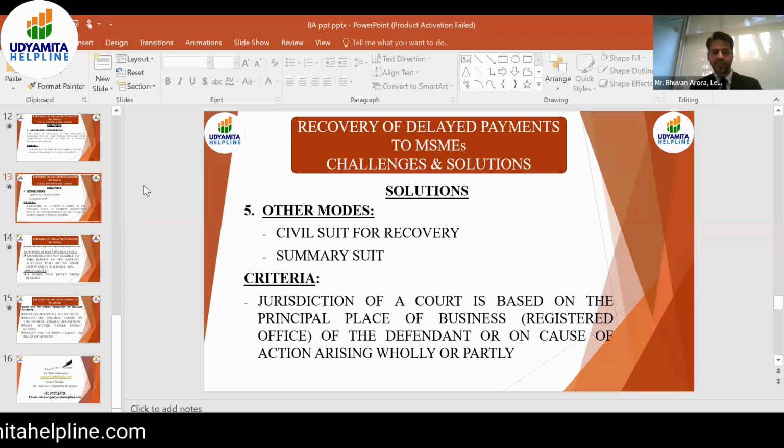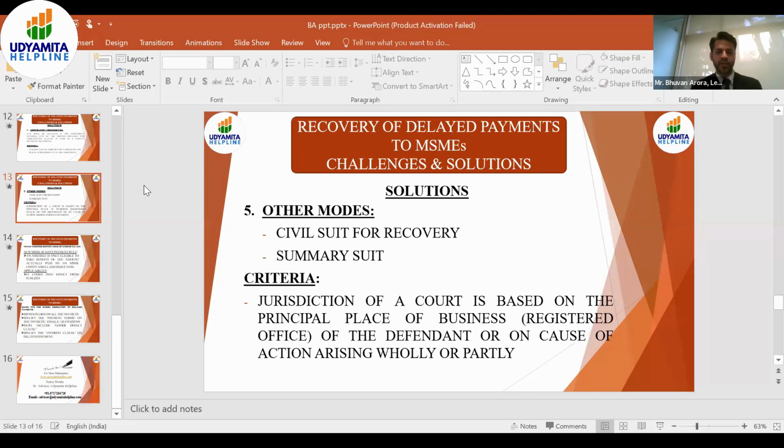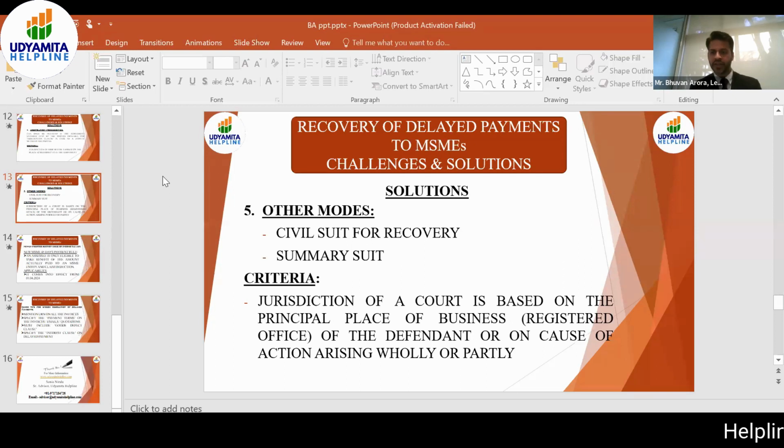So what happens there? This can only be filed if the buyer has accepted, or if the buyer has issued a purchase order. Why so? A purchase order will contain that these goods at this rate and this quantity have to be supplied to me at this rate, right? So the supplier will supply those goods. And the second important thing is invoices. So if purchase order and invoices are there, we can file a summary suit. Even if there is absence of a purchase order and there is presence of the acceptance of the amount, then also I can go and file a summary suit against the buyer.